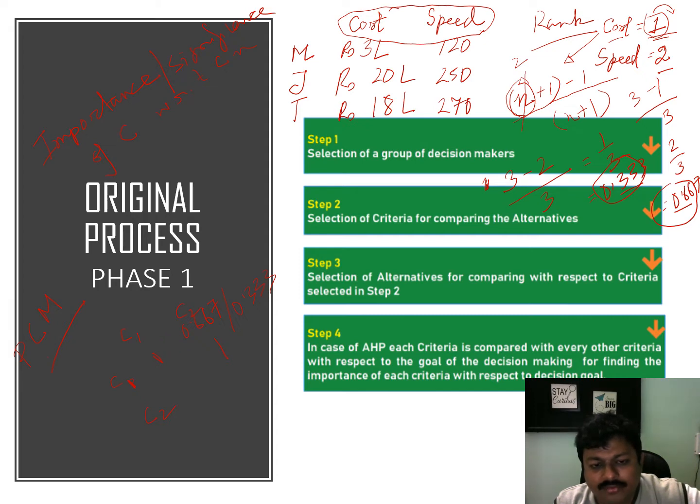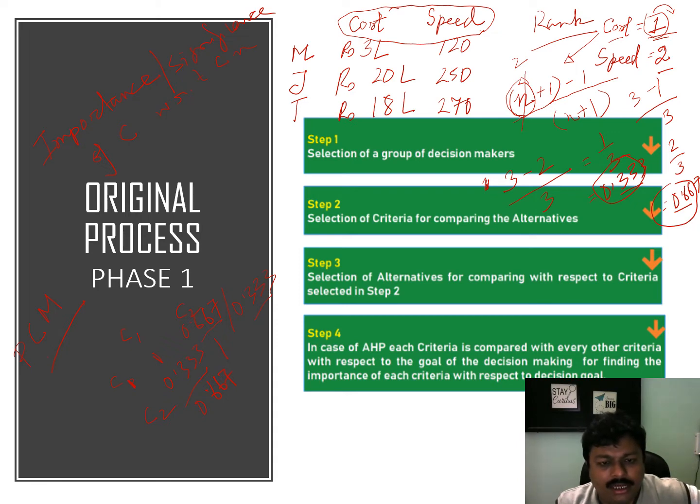So the criteria for which we are estimating or approximating the importance will be in the numerator, and the criteria for which or with which we are comparing the importance, that will be in the denominator. In the second row also you see C2, the importance of C2 with respect to C1. So it will become 0.333 by 0.667.